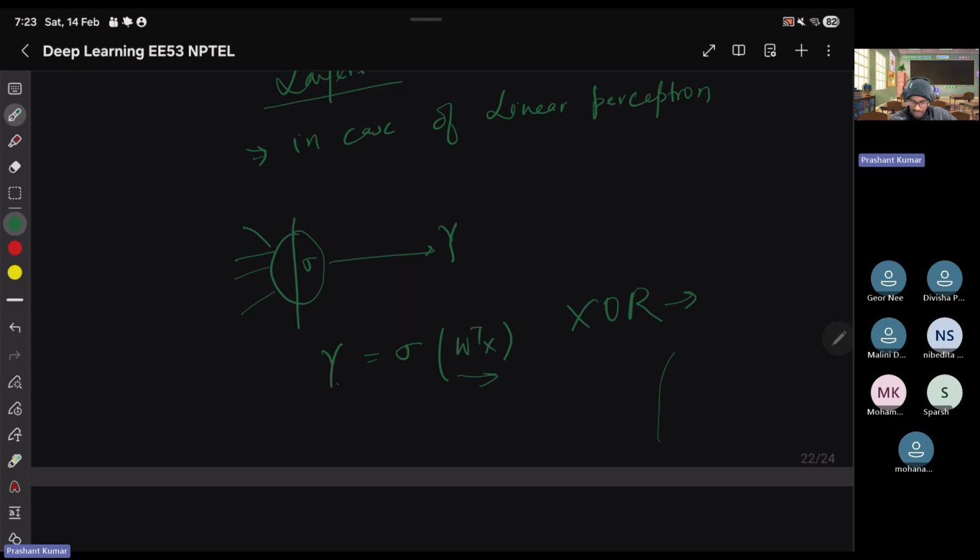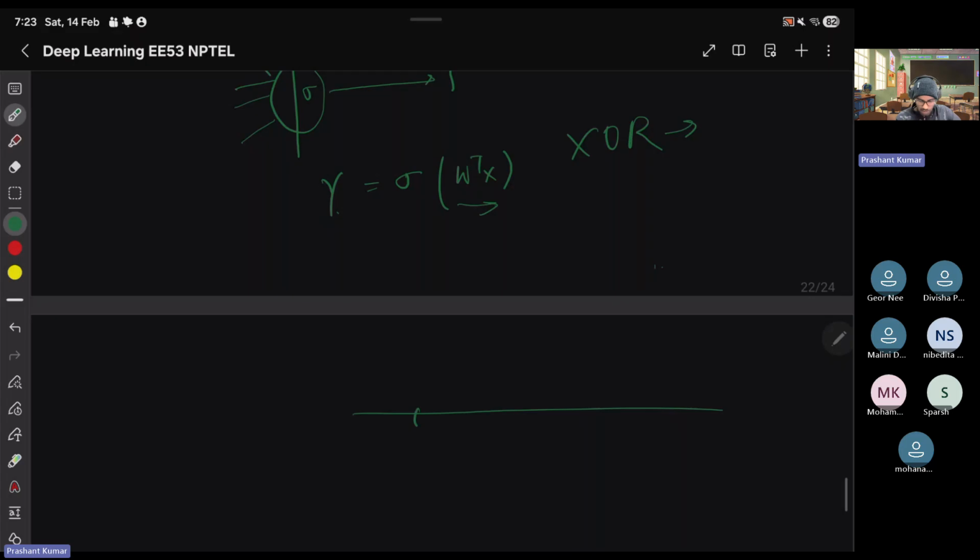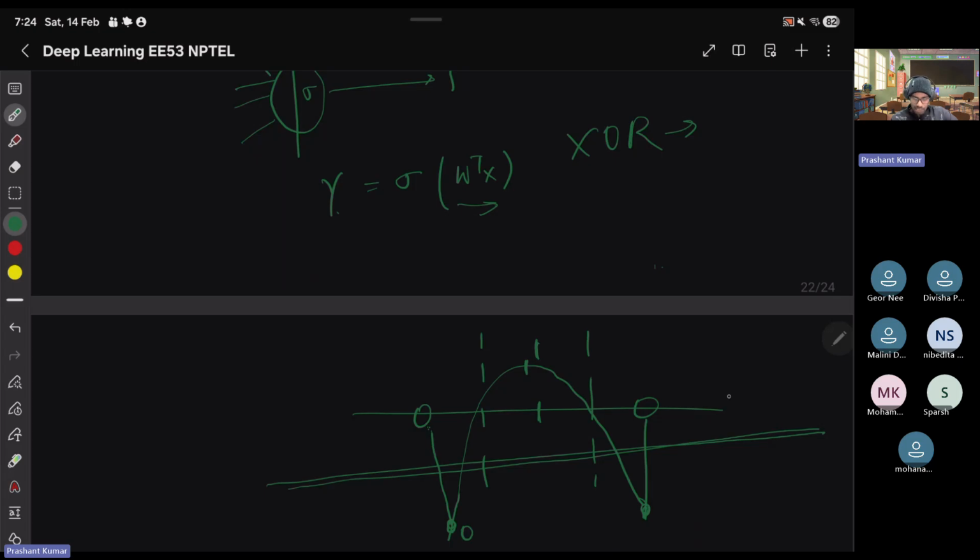If it is something like a square, here you have 0, 0, and here you have 1. Instead of creating two lines, you can create a non-linear function. If you map these points onto this nonlinear function, 0 will come here, 0 will come here, and 1 will come here. Then if I create a single line, I can classify this with a single layer, a single perceptron, right?